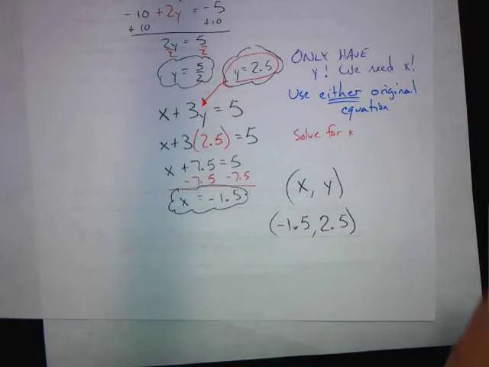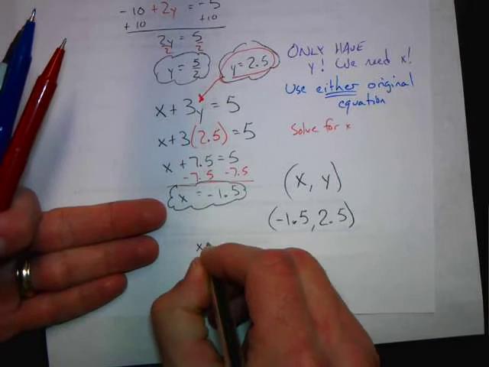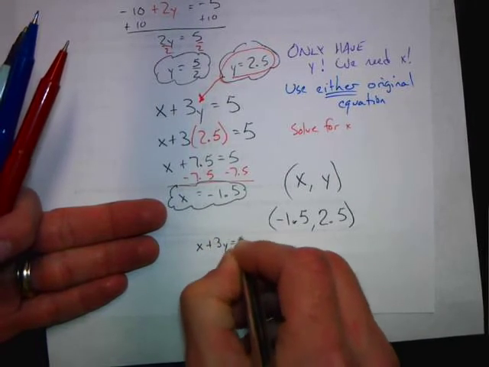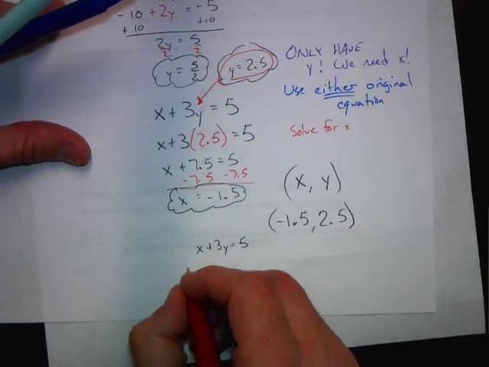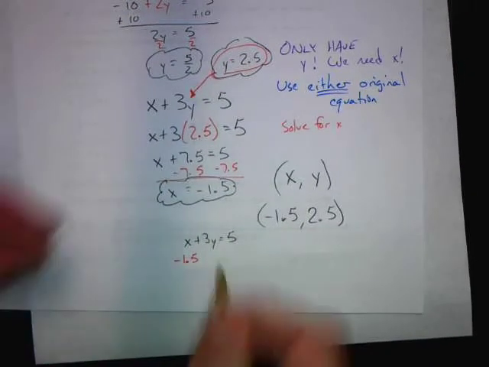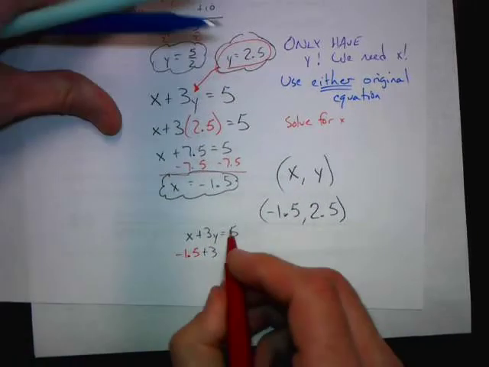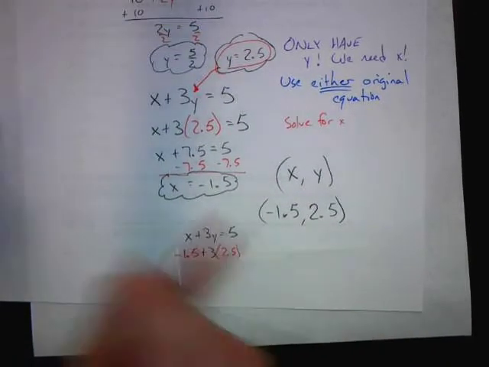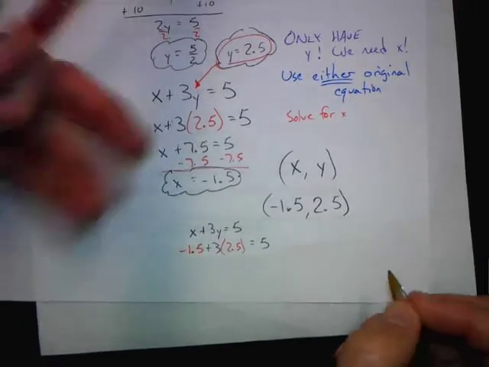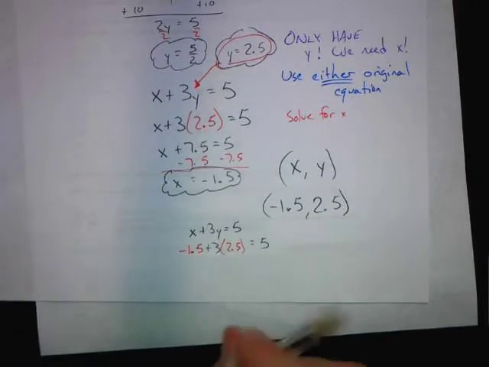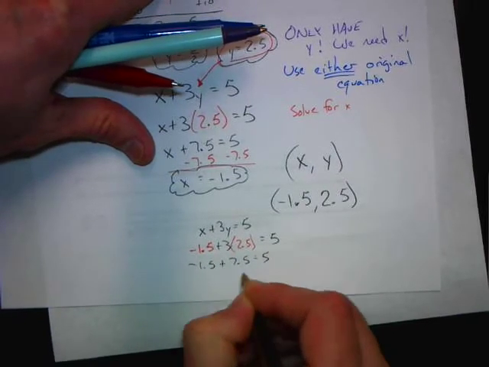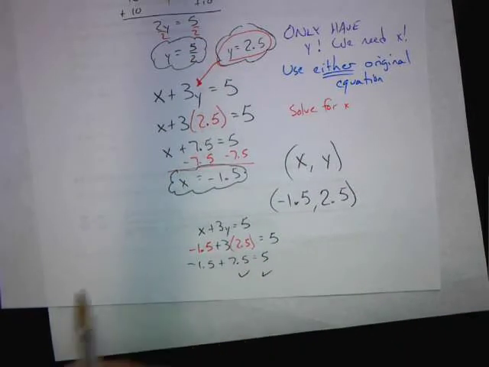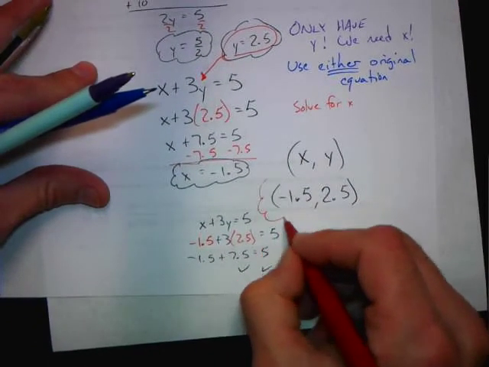Now, just to be sure, let's check our answers. Remember how to check your answers from the previous lesson. You can plug both in just to make sure we have a true statement. I'm going to test it out just in case, because I think I made a mistake somewhere, but I might be wrong. So we plug in our x and we plug in our y. Does that equal 5? So we have negative 1.5 plus 7.5. Does that equal 5? Absolutely. It checks out. We're good.